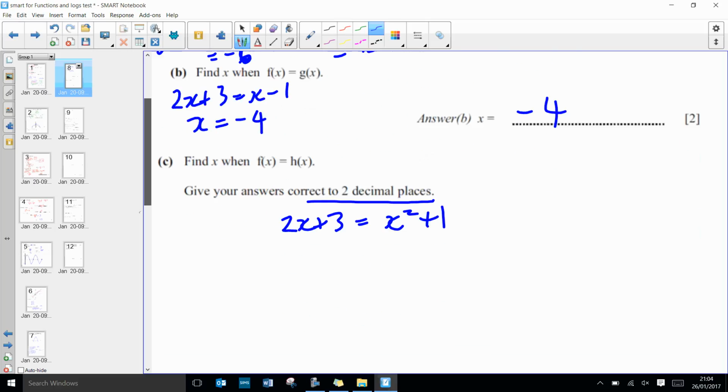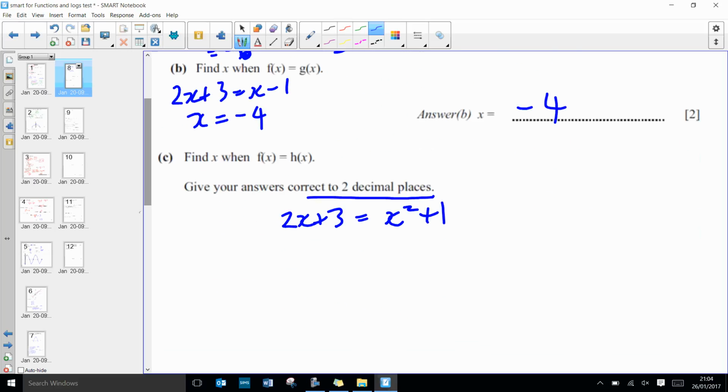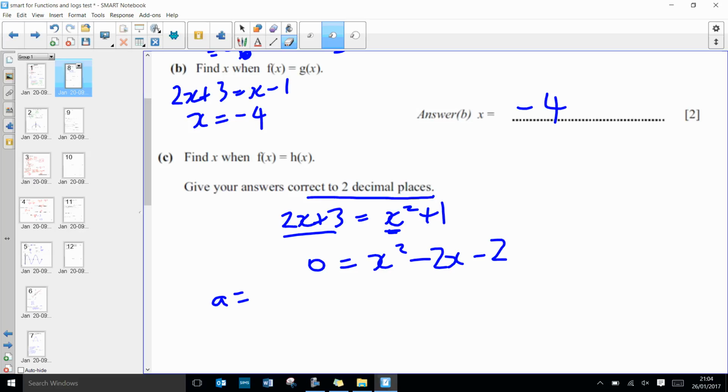Now, we can see an x squared, so we know it's quadratic, so we know how to rearrange to equal 0. I'm going to make this side 0, so I keep my x squared as a positive one. So x squared minus 2x minus 2, because 1 take away 3 is -2. So here we've got a is, whoops, it's not negative at all. A is 1, B is -2, C is -2.